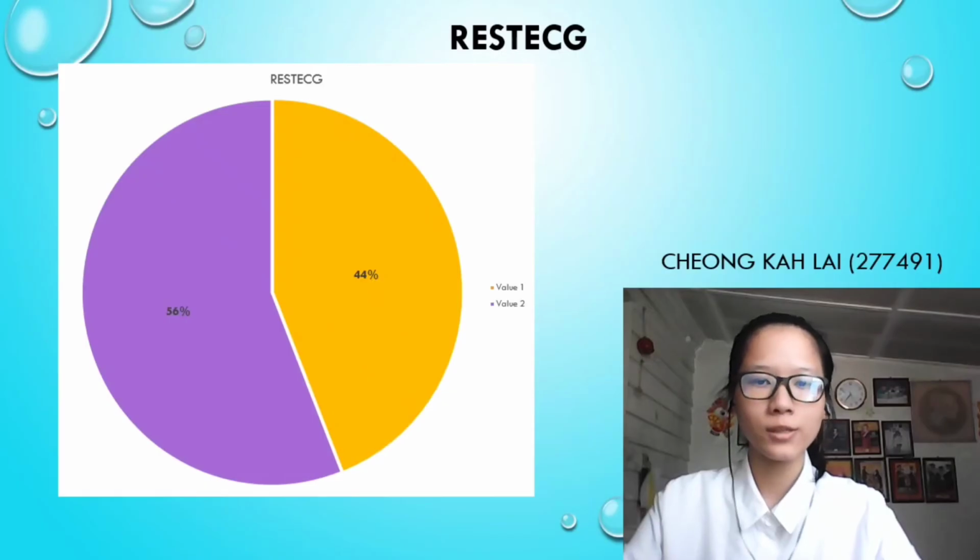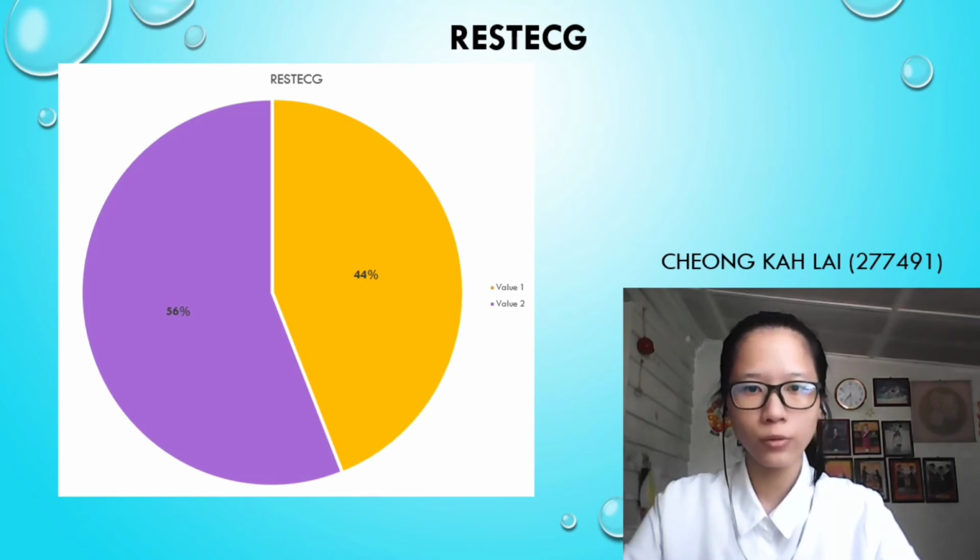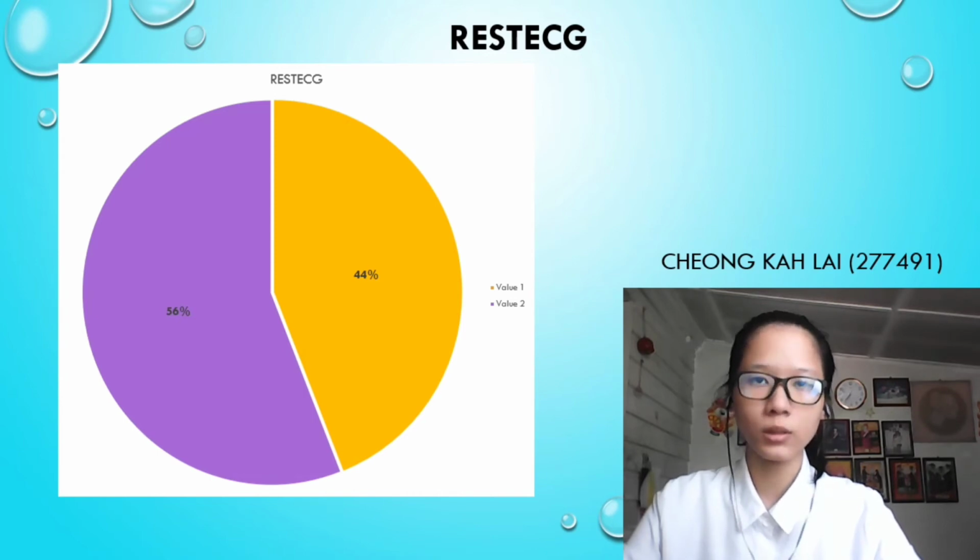From the pie chart, we can see that the highest number of resting electrocardiographic results is value 2, with 84 people forming 56%, while the lower number of patients listing electrocardiographic result is value 1, with 66 people and 44%.